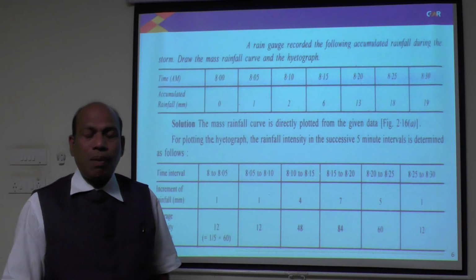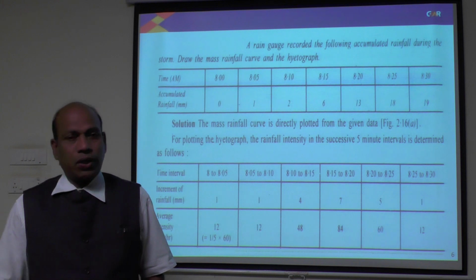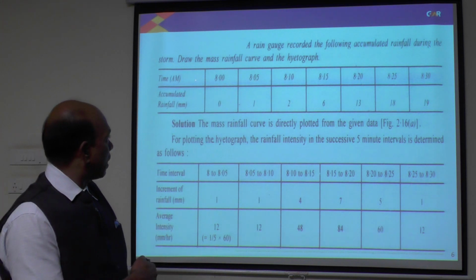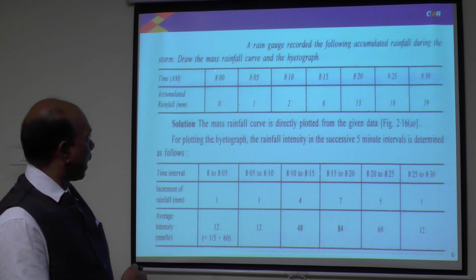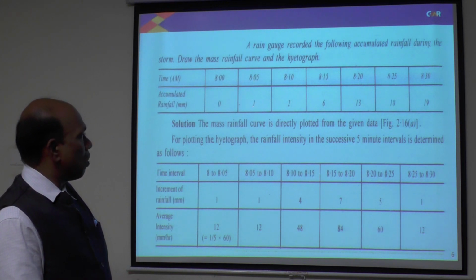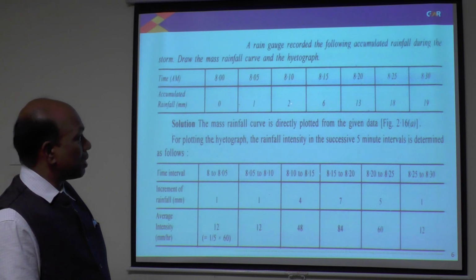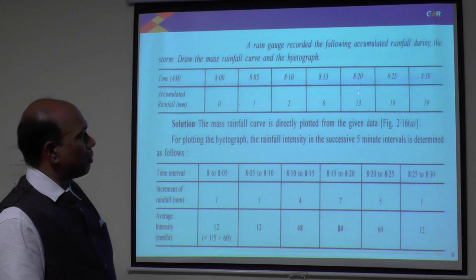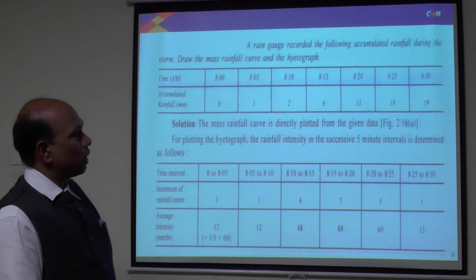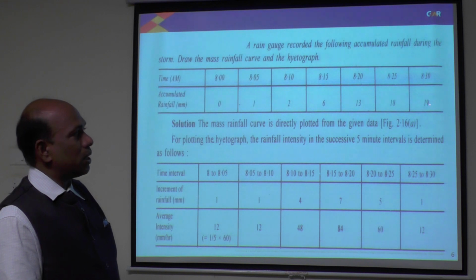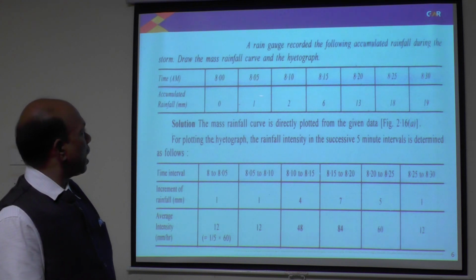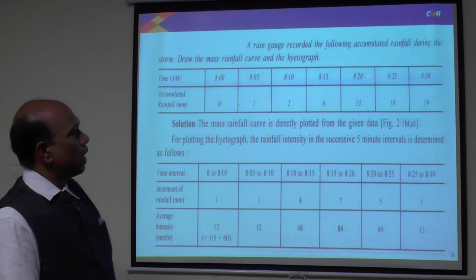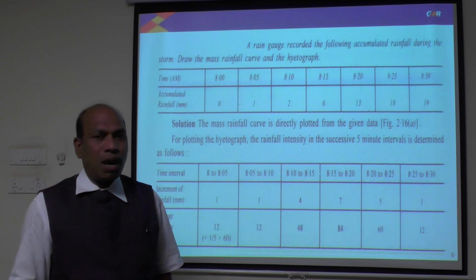For the preparation of the mass rainfall curve, we should know the accumulated rainfall with respect to time. They have given the accumulated rainfall directly: 0 at 8 hours, after 5 minutes 1 mm, after 10 minutes 2 mm. This is the cumulative rainfall. After 15 minutes 6 mm, 20 minutes 13 mm, after 30 minutes the accumulated rainfall depth is 19 mm. So they have given the accumulated rainfall and also the time interval. Based on these two readings, we prepare the mass rainfall curve.